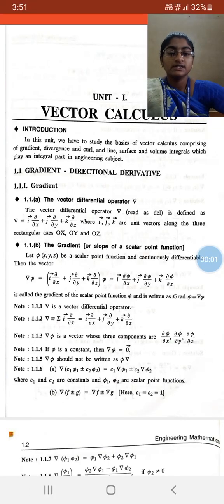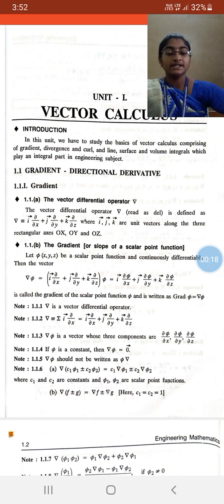Everyone, in this video we are going to see vector calculus in Unit 1 as differentiation of vectors. Today we are going to see the topic of gradient. Gradient is nothing but del phi. First of all, we have to see the value for del.